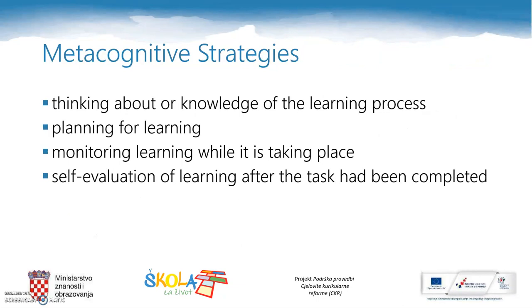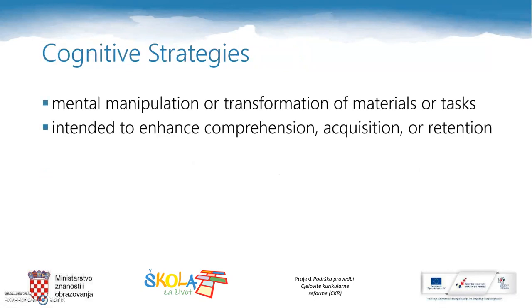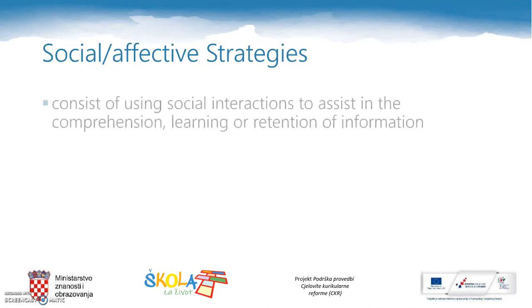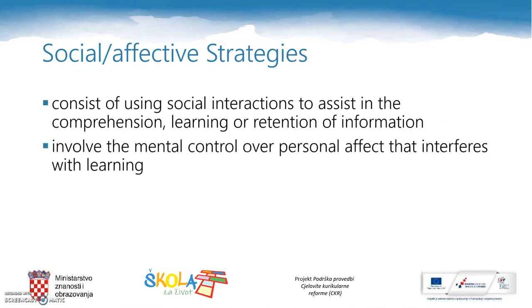Metacognitive strategies involve thinking about or knowledge of the learning process, planning for learning, monitoring learning while it's taking place, and self-evaluation of learning after the task has been completed. Cognitive strategies involve mental manipulation or transformation of materials or tasks, intended to enhance comprehension, acquisition, or retention. Social affective strategies consist of using social interactions to assist in the comprehension, learning, or retention of information. They also involve the mental control over personal affect that interferes with learning.